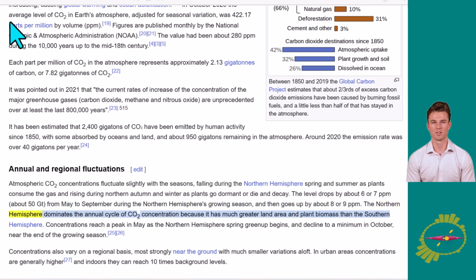The northern hemisphere dominates the annual cycle of CO2 concentration because it has much greater land area and plant biomass than the southern hemisphere. Concentrations reach a peak in May as the northern hemisphere spring green-up begins, and decline to a minimum in October, near the end of the growing season.